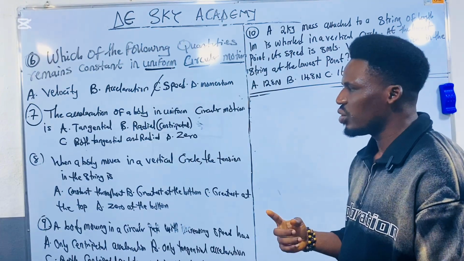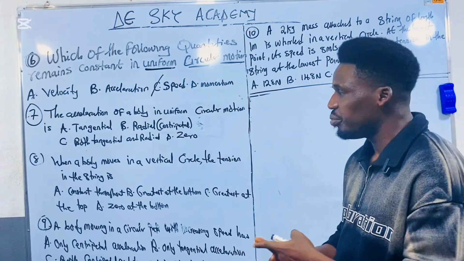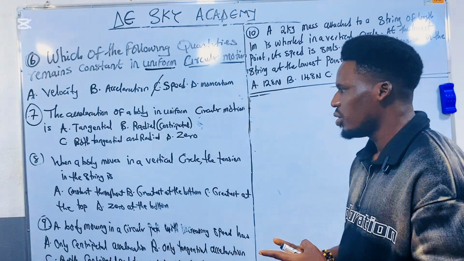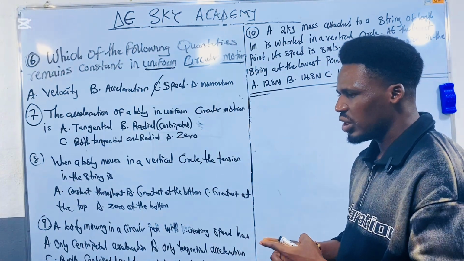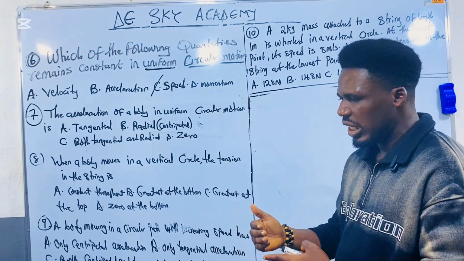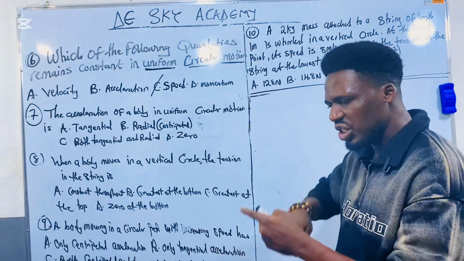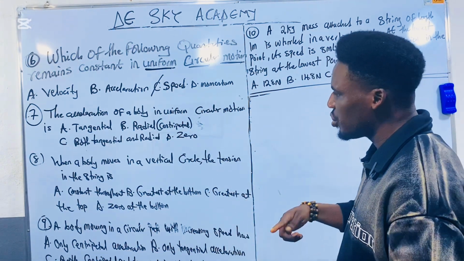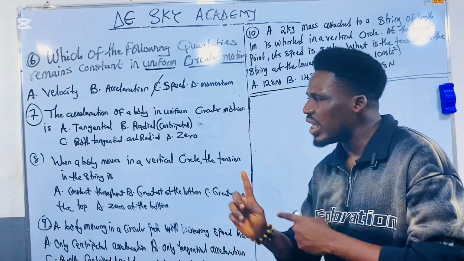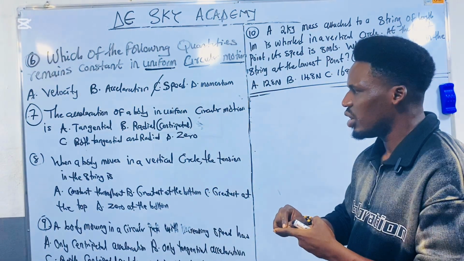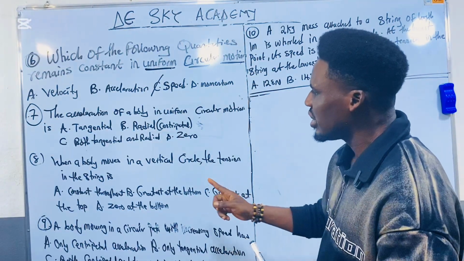And I told you that in uniform circular motion, the only thing that is constant there, please note it, is the magnitude, which is the speed. So if the magnitude is constant, that means the direction is changing. And if the direction is changing, there will be an acceleration as a result of change in direction. That acceleration as a result of change in direction is called centripetal acceleration. Are you getting it now? So here the correct answer is radial.